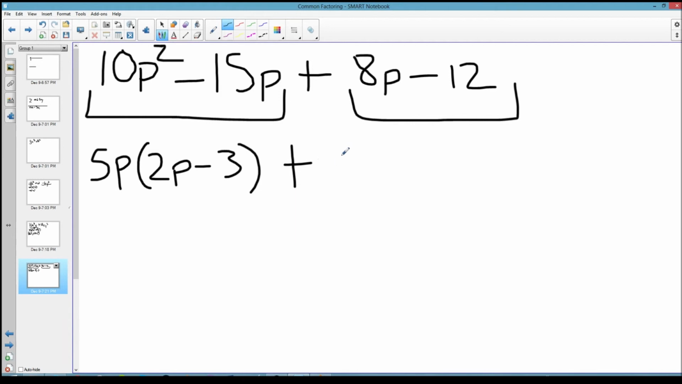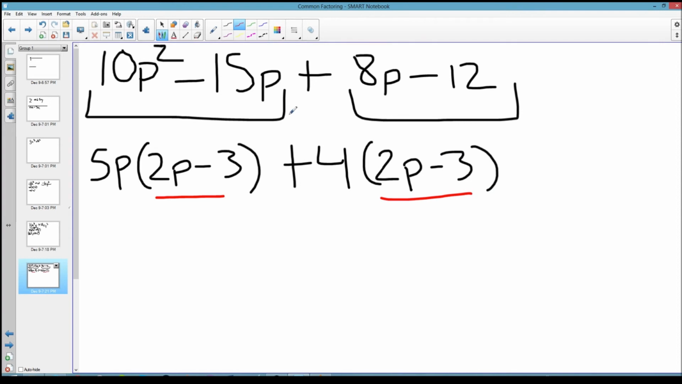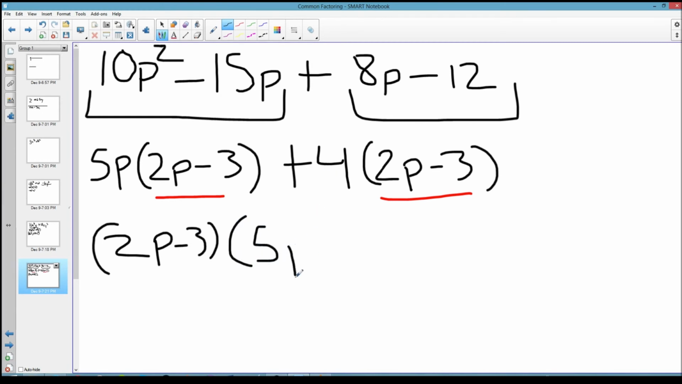Then we'd have plus, we can factor out a 4, then we would be left with 2p, and then negative 12 divided by 4 would give us negative 3. So we have 2p minus 3, which is common on each side of the expression, so we could factor out a 2p minus 3, keep that in brackets, and then we'd be left with 5p plus 4. So in other brackets we could have 5p then plus 4.